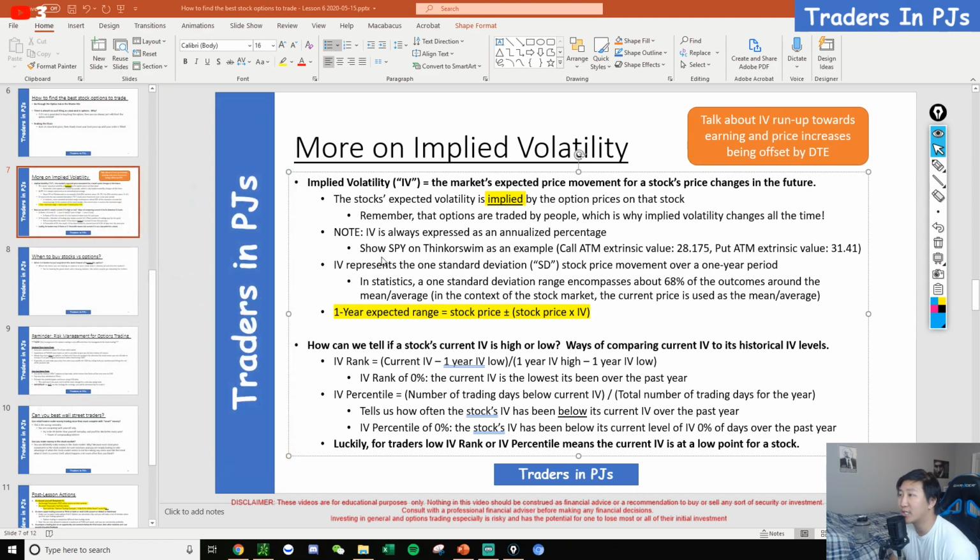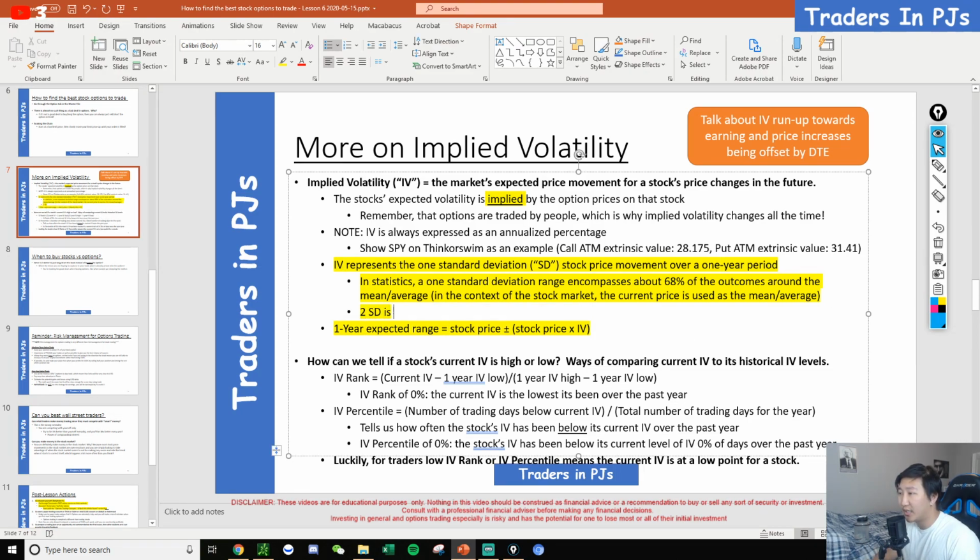And implied volatility is a statistical measure. It represents one standard deviation stock price movement over a 1 year period. In statistics, a one standard deviation range encompasses about 68% of the outcomes around the mean or average. In the context of the stock market, the current price is used as the mean. What does this mean? The simplest explanation is basically that for that $45 to $55 range, there's a 68% chance that this will be right based on the math.